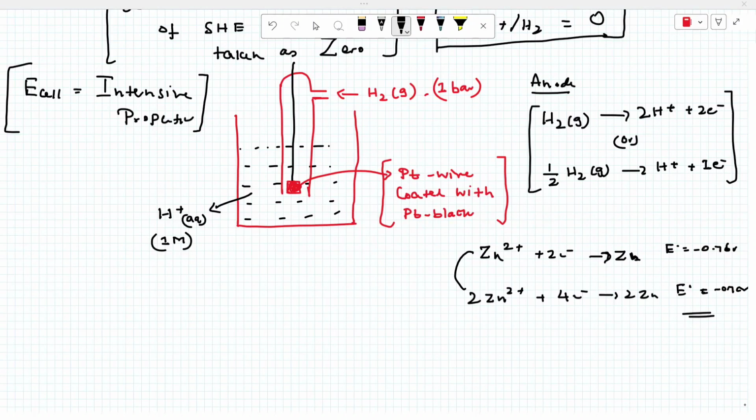Now, what is the use of SHE? Using SHE, we can find out the unknown cell potential of a cell using a reference electrode. In general chemistry, two reference electrodes are commonly used: one is the hydrogen electrode, SHE, and the second is the calomel electrode. Most commonly the SHE and calomel are common. We will discuss the other later in the syllabus.